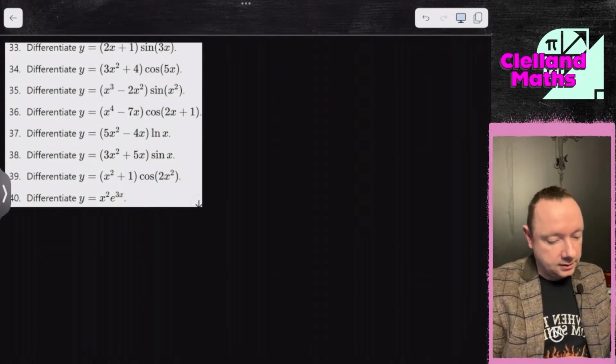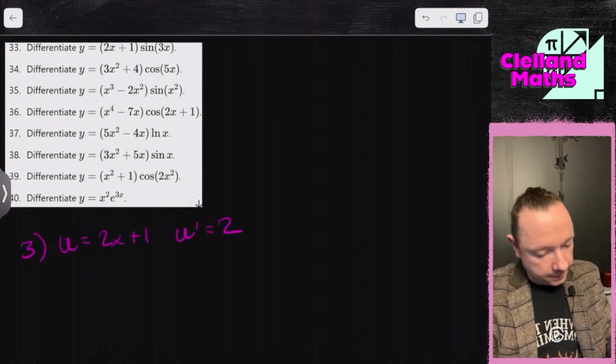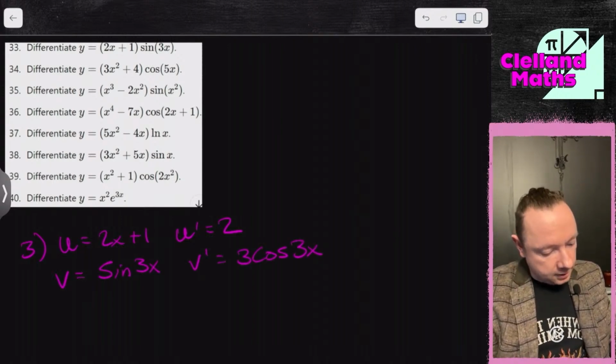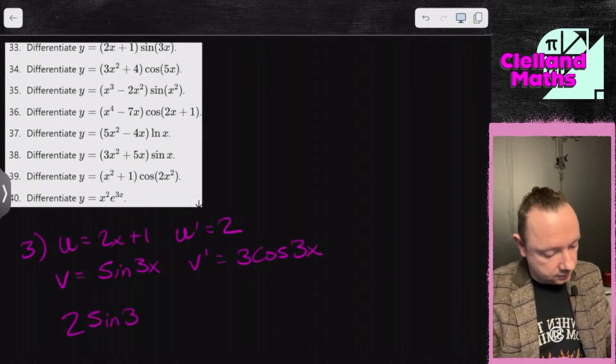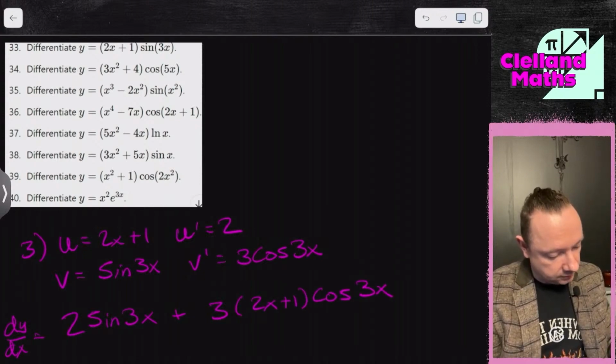2x plus 1 times sine 3x. So u is 2x plus 1. U dash is just 2. V is sine 3x. So v dash is just 3 cos 3x. Yeah, pretty sure that's right. So vu dash, 2 sine 3x. I'll just say dy by dx, plus uv dash. Well, it's 2x plus 1 times 3. So 3 times 2x plus 1 times cos 3x. Done.